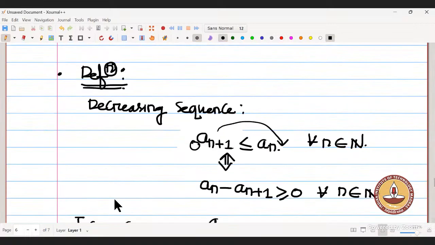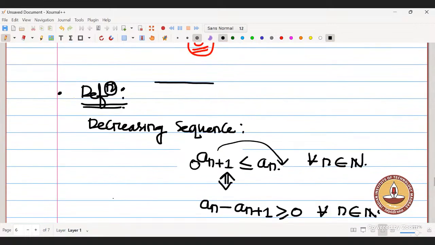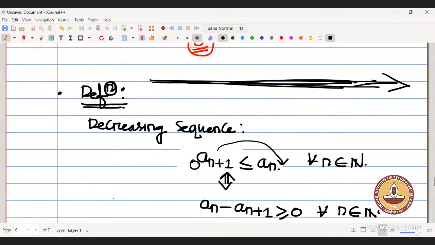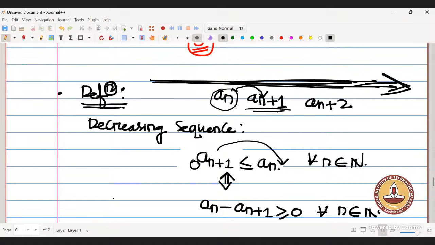Increasing means that when you are going along your sequence, the value of the sequence is increasing. And decreasing means that when you go along your sequence, the value is decreasing. First you get a_n, then a_{n+1}, then a_{n+2}. Increasing means first you have a_n, then the next step the value increases. That means a_{n+1} is greater than the previous one, and a_{n+2} is greater than that previous one. This is increasing.